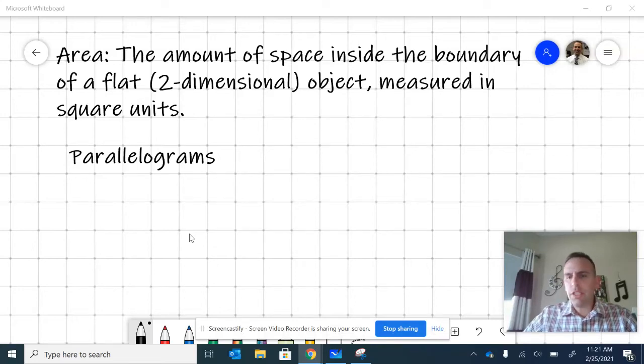In this video, we'll continue to study area, but now we're going to look at the shape of a parallelogram. Okay, we've already taken a look at rectangles, and rectangles are pretty straightforward. On the background, you can see I've added a grid.